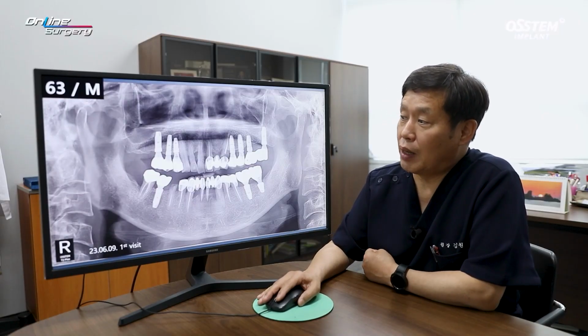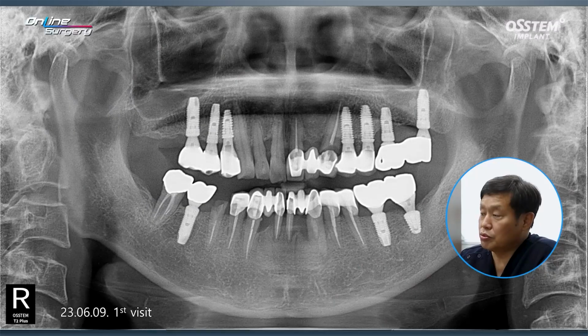Let's begin by looking at today's case. We have a 63-year-old male patient. His main complaint is discomfort in the lower anterior region with the gums receding significantly and occasional mild discomfort. He didn't report severe pain but expressed concern over the receding gums and unsatisfactory feeling.